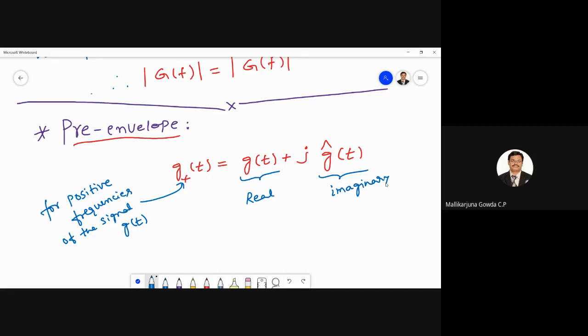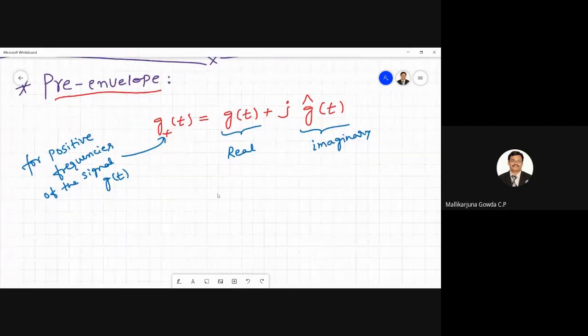If I ask what is pre-envelope, it should come to your mind that it has a real part and an imaginary part. The real part will be the original signal g of t, and the imaginary part will be the Hilbert transform of the signal g of t. In that way, we define the pre-envelope of the signal. And I said this plus sign indicates positive frequencies. This is what I have written in the time domain, so it can be written in the frequency domain also.